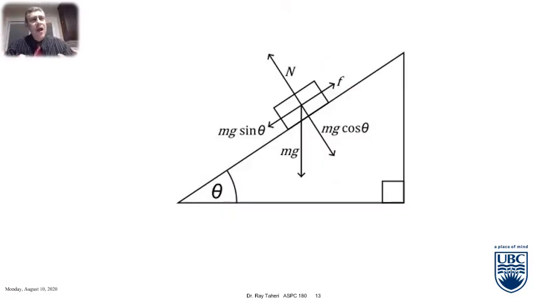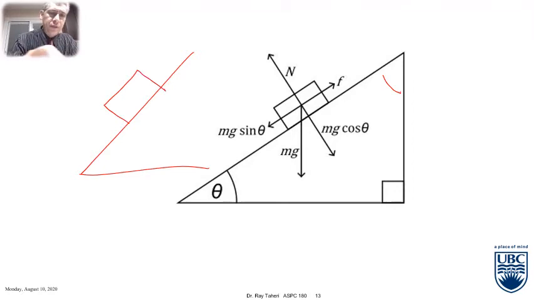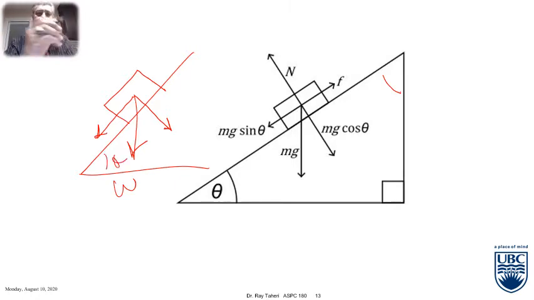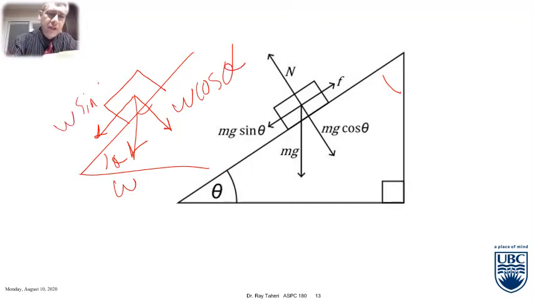Very common, you have a block on a slope. This angle is theta, this angle is 90 minus theta. It starts very simply like this. You have one block here, and the block has a weight this way. Gravity always goes down, W, but in this setup, because your surface is at an angle, it's much more convenient to break this into two components, one perpendicular to the surface and one parallel. If this is theta, this is also theta. So this is W cosine theta, and this is W sine theta, and from there you can get to what I have here.